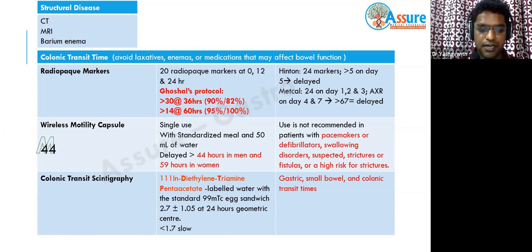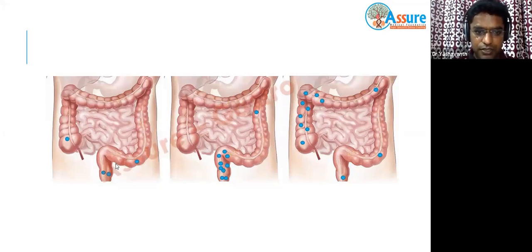The additional advantage of scintigraphy is that it should be able to give us gastric, small bowel, and colonic transit times. So this is, for example, in an X-ray: if you get a picture like this, the markers are in the cecum and most of the markers have passed out at the end of 60 hours. That means this is normal. If you get an X-ray like this, where most of the radiological markers are concentrated in the rectosigmoid, what do you think?